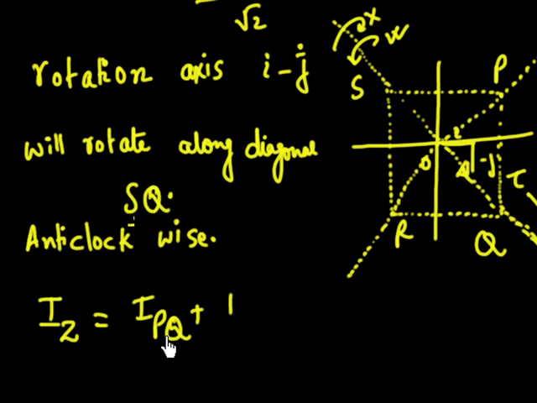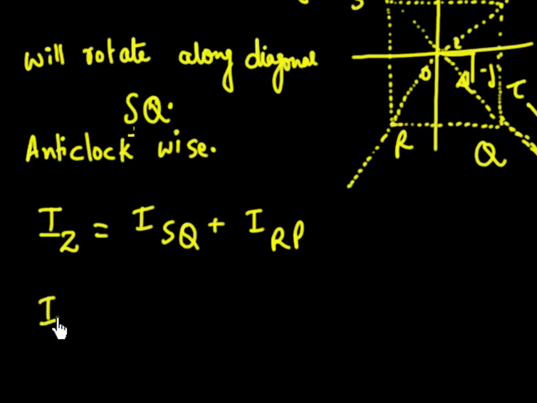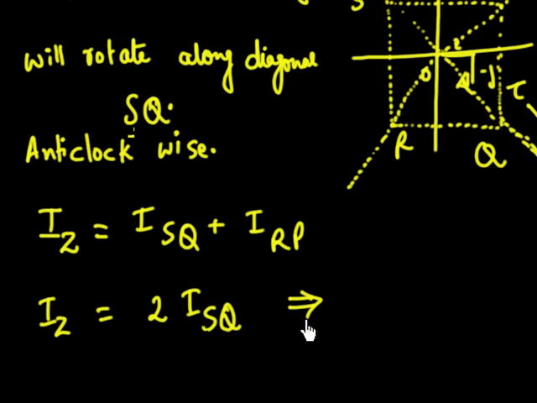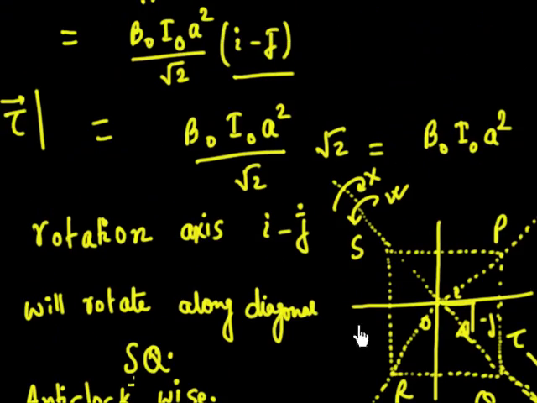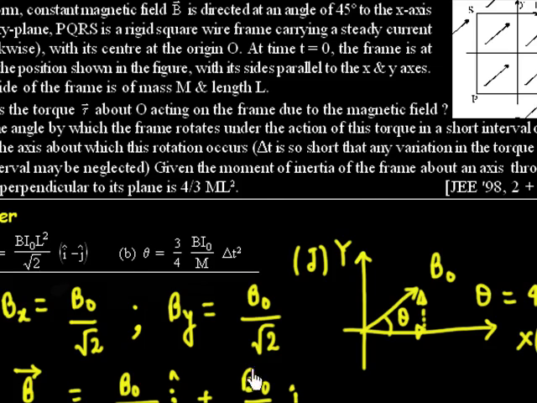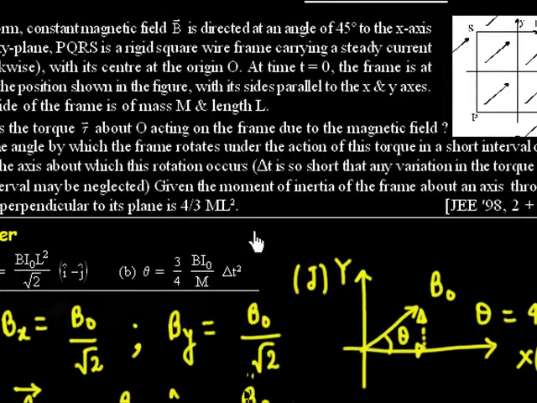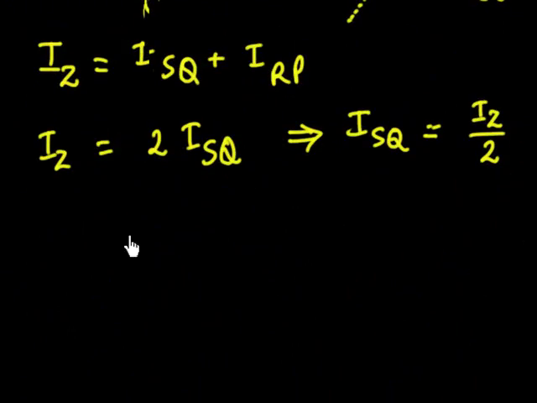So this is SQ plus IRP, and both are equal. So now I can write IZ is equal to 2 times ISQ. So this implies ISQ is nothing but IZ divided by 2, and the IZ is given to you. IZ is basically 4 by 3 ML square, and this length is L. Okay, I am taking this length as A, so the side length is A. So this becomes 4 by 3 MA square.